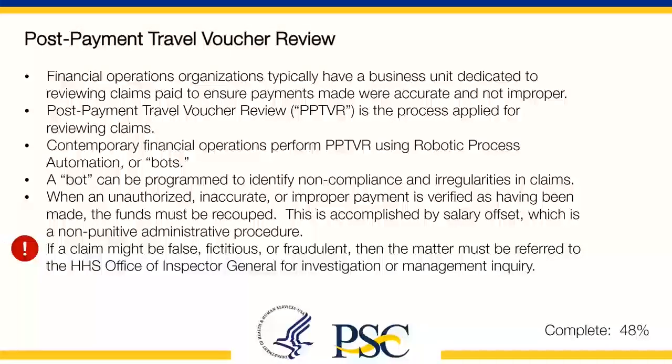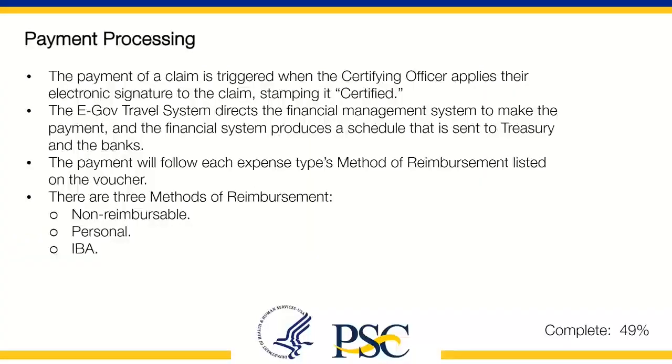When an unauthorized, inaccurate, or improper payment is verified as having been made, the funds must be recouped. This is accomplished by salary offset, which is a non-punitive administrative procedure. If a claim might be false, fictitious, or fraudulent, then the matter must be referred to the HHS Office of Inspector General for investigation or management inquiry. The payment of a claim is triggered when the certifying officer applies their electronic signature to the claim, stamping it certified. The eGov travel system directs the financial management system to make the payment, and the financial system produces a schedule that is sent to Treasury and the banks.